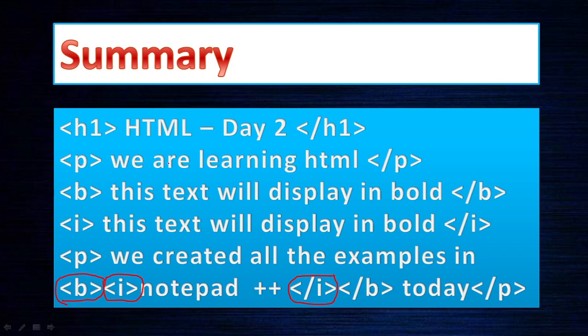And you can see that Day 2 we are learning HTML, that is a paragraph. This one we want to make as a bold text. So whatever we learn, this line we want to make bold. So that is bold. Then we want to make it italics. This is italics. We created all the examples in Notepad++. Notepad++ we want to make bold as well as italics. Therefore, we are using the B tag, I tag.